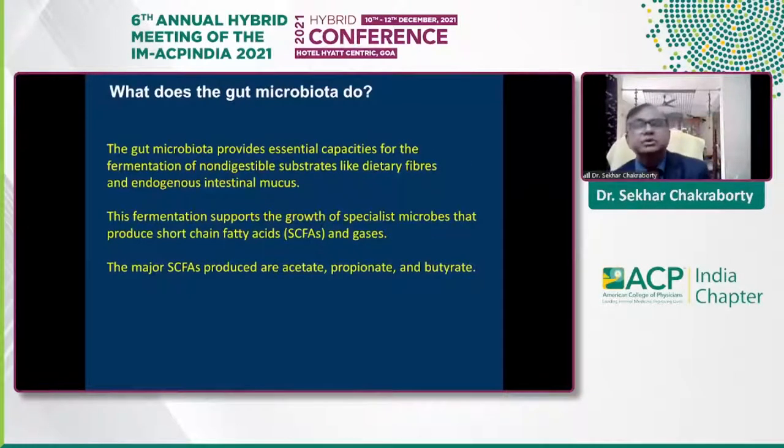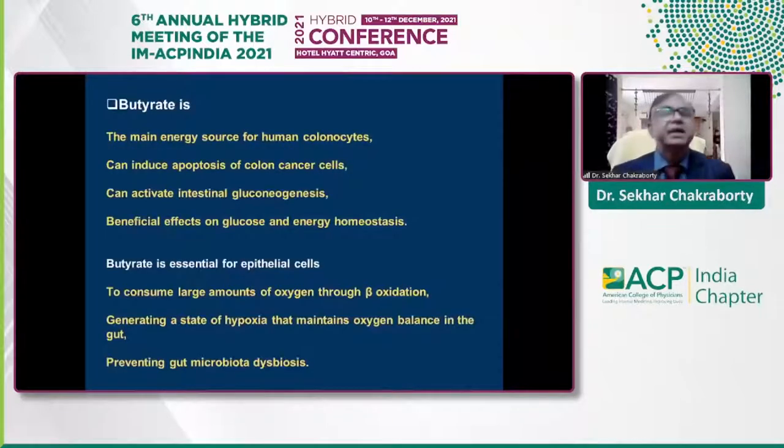What does microbiota do? They work on the non-digestible substrates of dietary fibers and endogenous intestinal mucus. This fermentation supports the growth of specialist microbes that produce short chain fatty acids and gases. The major short chain fatty acids are acetate, propionate, and butyrate. Butyrate is the main energy source of the human colonocytes, can induce apoptosis in cancer cells, can activate intestinal gluconeogenesis, and has beneficial effects on glucose and energy homeostasis.